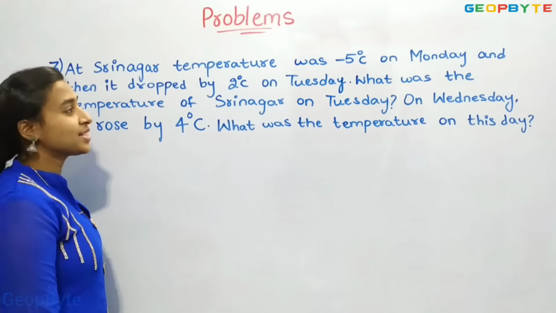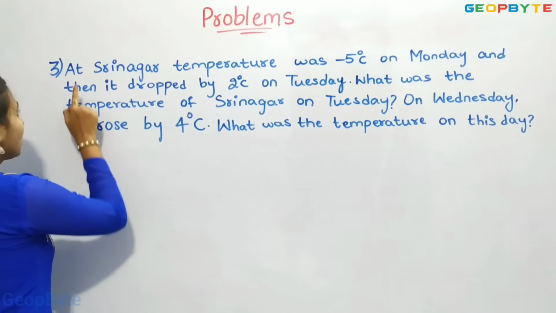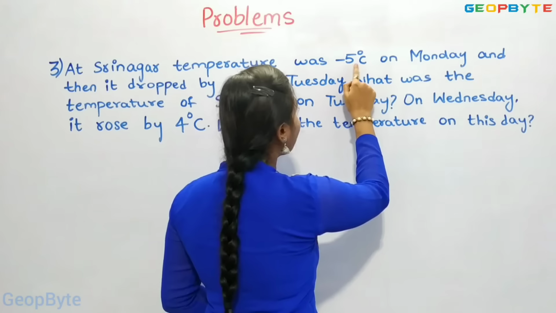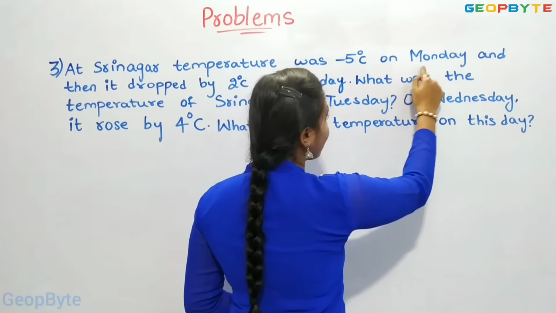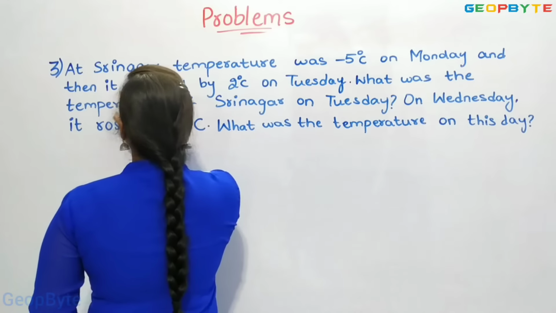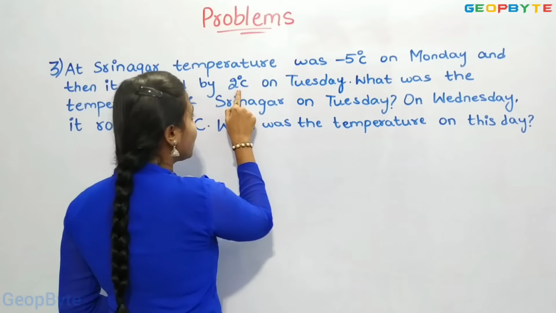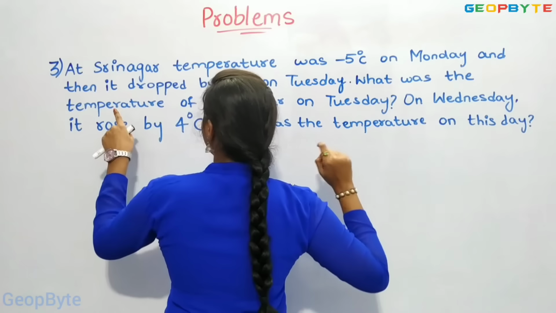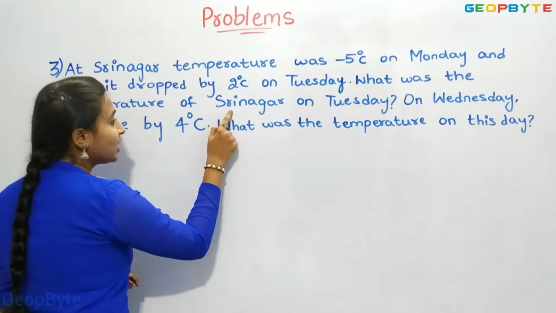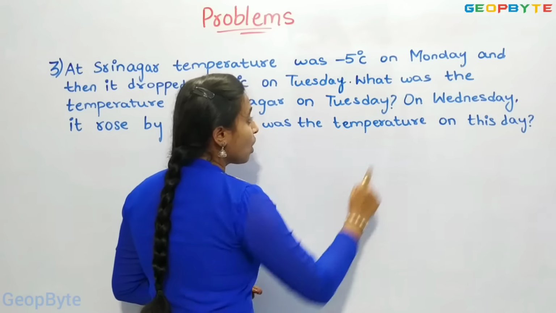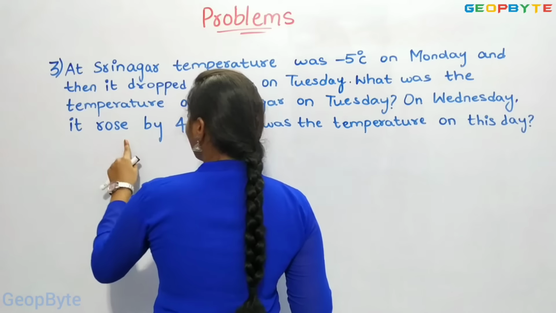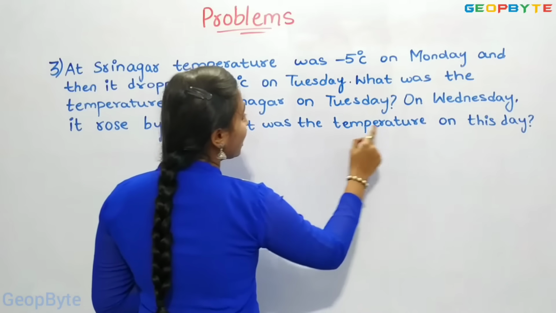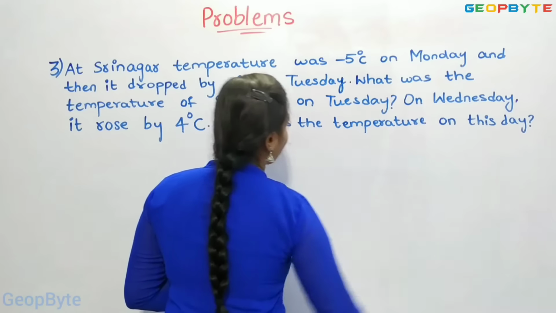Now, let us see the third question. At Srinagar, temperature was minus 5 degrees Celsius on Monday and then it dropped by 2 degrees Celsius on Tuesday. What was the temperature of Srinagar on Tuesday? On Wednesday, it rose by 4 degrees Celsius. What was the temperature on this day?